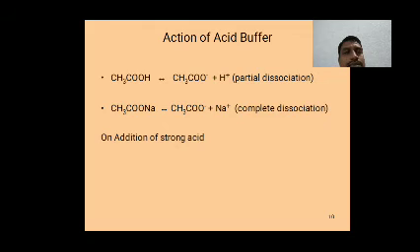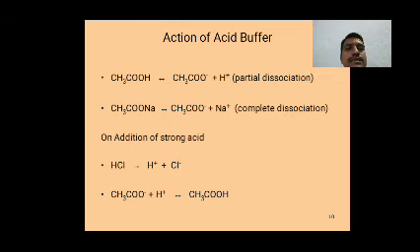On addition of a strong acid, the strong acid produces H plus ions. For example, HCl added to this buffer solution dissociates into H plus and Cl minus. These H plus ions immediately interact with the acetate ions already present in the acidic buffer solution, forming undissociated acetic acid. Then H plus ions do not increase in the solution, so the pH stays constant.